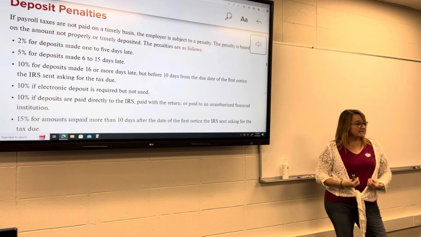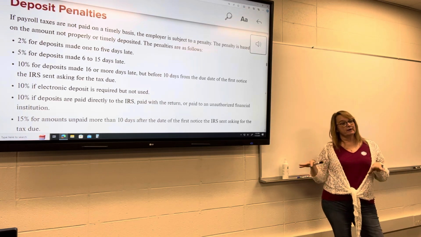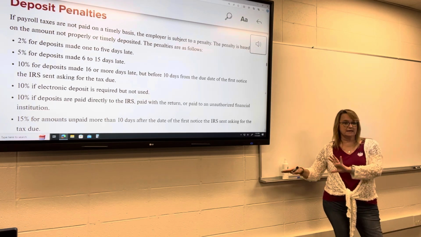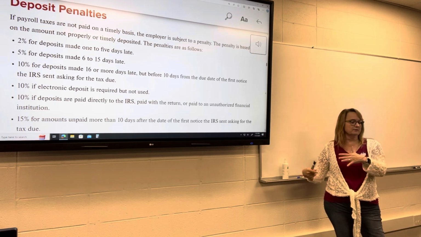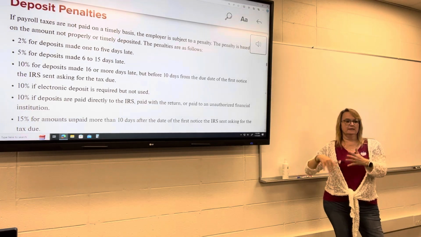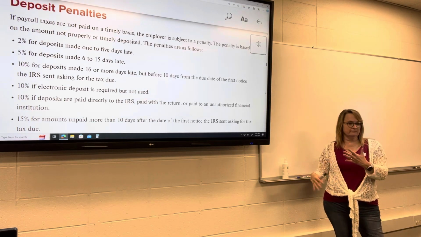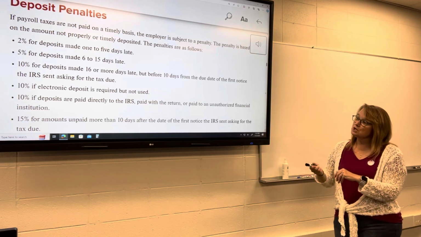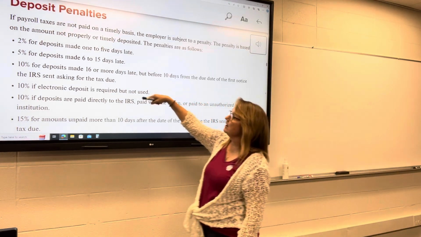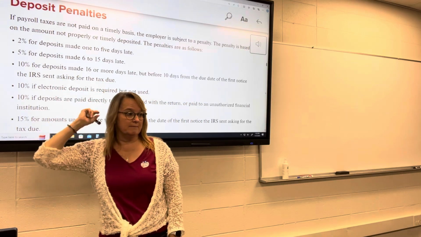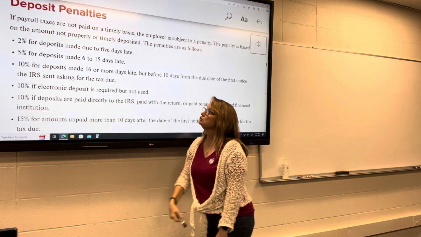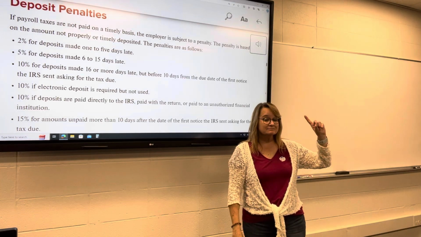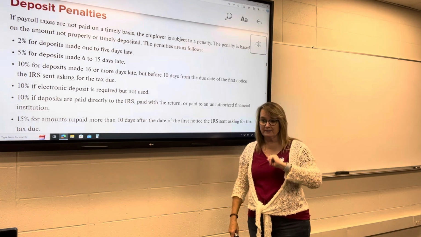They'll collect the taxes and then they'll run into a financial issue and say, well, let's just use this payroll tax money and then we'll make it up a little bit later. And then they get themselves into a bind and they don't have the money to pay their payroll taxes. It is a big no-no. And so you can see the later you are, the higher that penalty is. So 2% if it's made 1 to 5 days late. So even 1 day late, they will charge you a penalty for that.